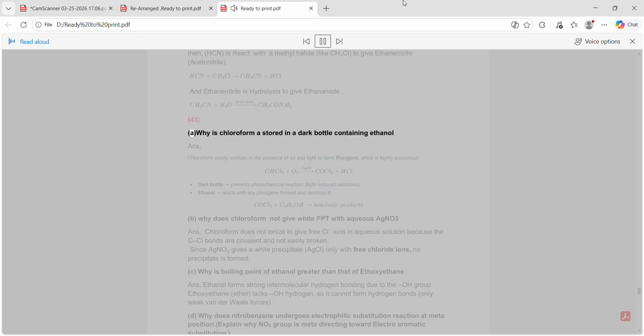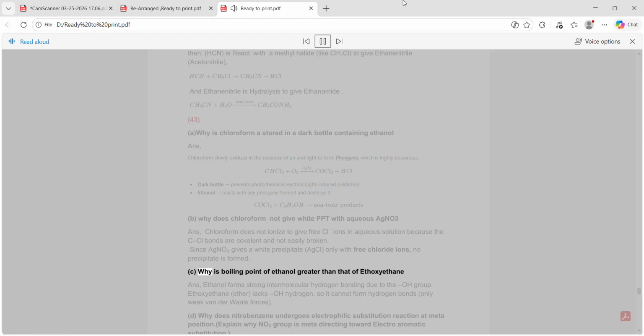43. A. Why is chloroform stored in a dark bottle containing ethanol? Answer: B. Why does chloroform not give a white precipitate with aqueous AgNO3? Answer: Chloroform does not ionize to give free Cl- ions in aqueous solution because the C-Cl bonds are covalent and not easily broken. Since AgNO3 gives a white precipitate, AgCl, only with free chloride ions, no precipitate is formed.